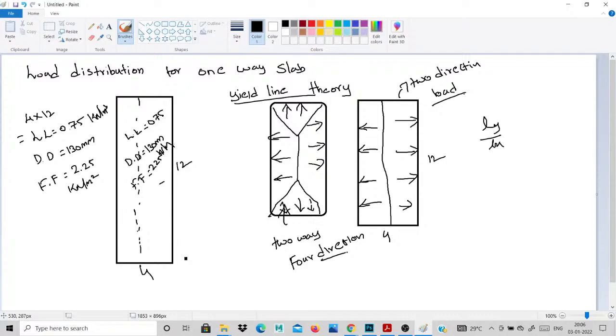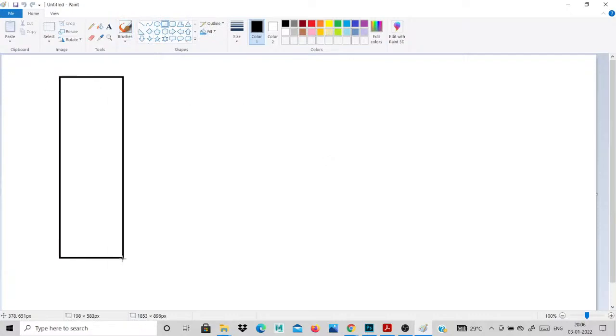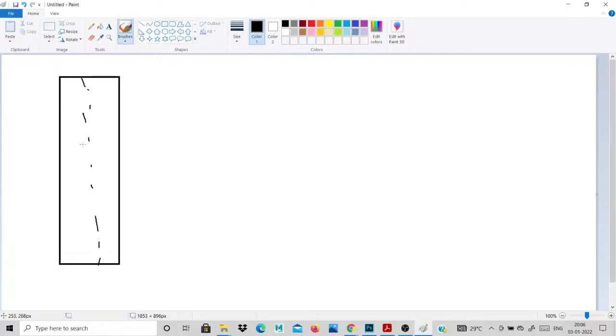The next step is simple. These simple methods are used to calculate the load distribution for one-way slabs. I draw this one-way slab, then I draw my yield line. This is the center portion, a dotted line. This is 12 meters and this is 4 meters.